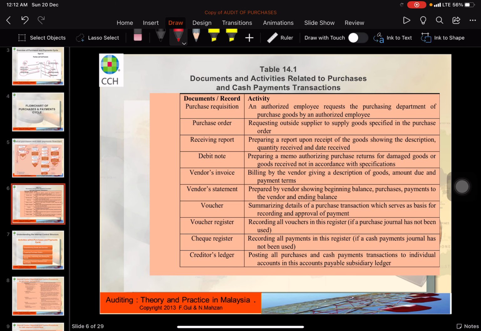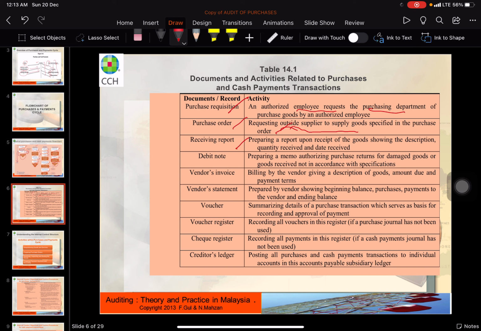So these are the related documents. We have the purchase requisition just now. What is a purchase requisition? An employee requests the purchasing department to make a purchase because they are out of stock. Then the purchasing department prepares the purchase order. The purchase order is a request to the outside supplier or creditor to supply goods specified in the purchase order.